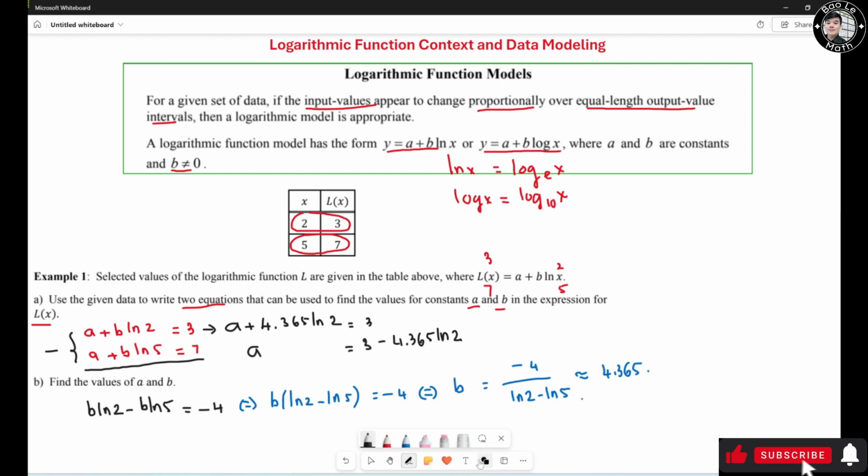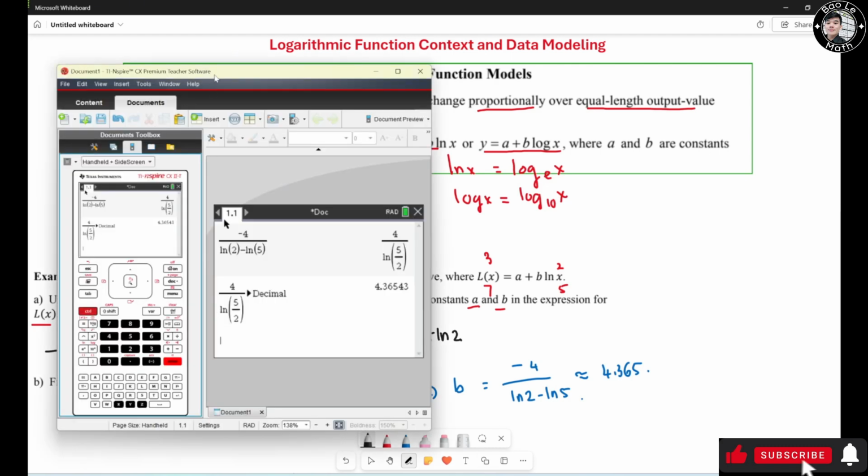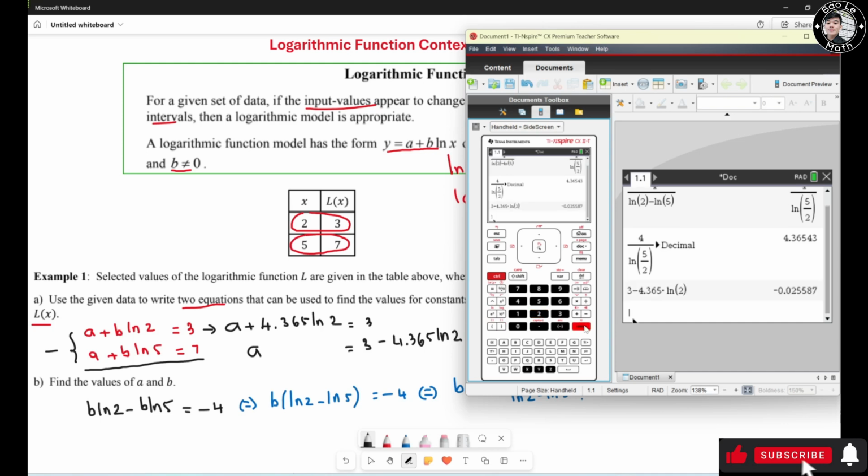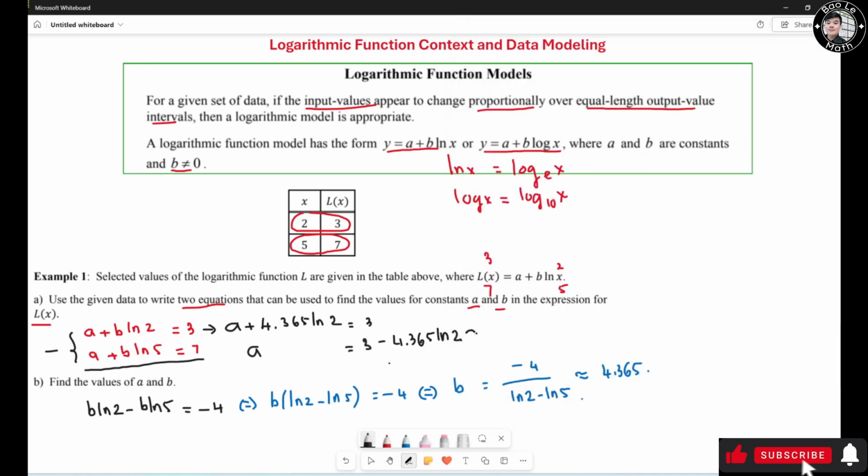So then I'm going to pull up the calculator. So I hit 3 subtract 4.365 times natural log of 2, right? And then you just hit enter. The answer is negative 0.0256, right? So it's approximately negative 0.0256.